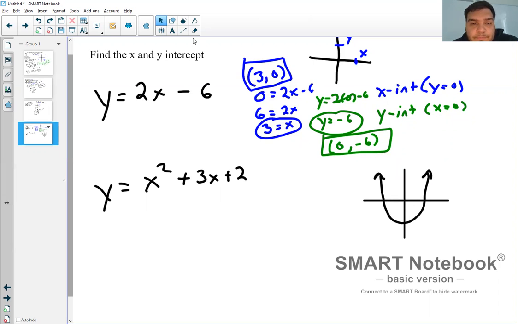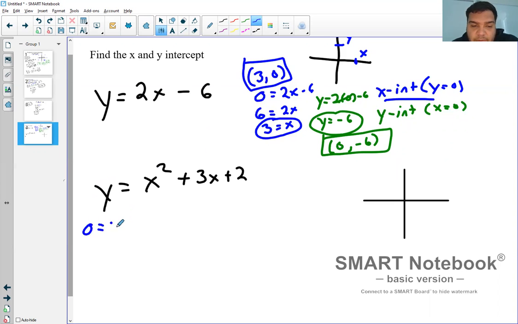So let's try to solve this. We're still going to use the same process. We're going to set y equals 0, and then we're going to set x equals 0. So let's do the first one, y equals 0. So 0 equals x squared plus 3x plus 2. Now look at this. What do I have to do? What we did all last test: factor. We're going to have to factor this.